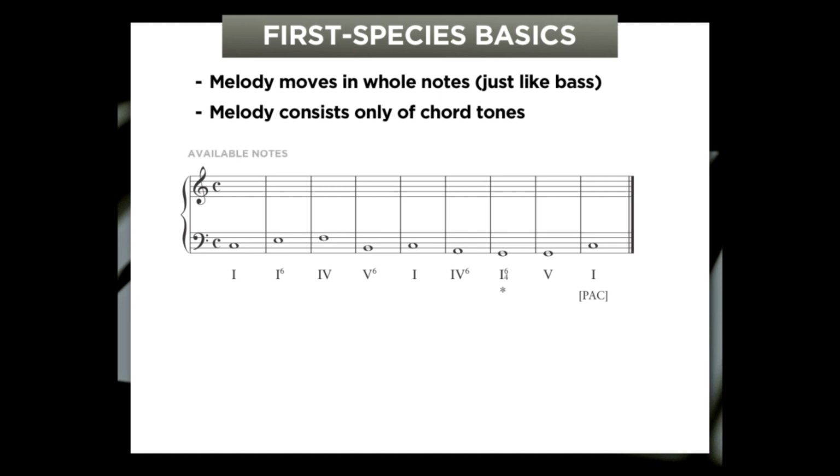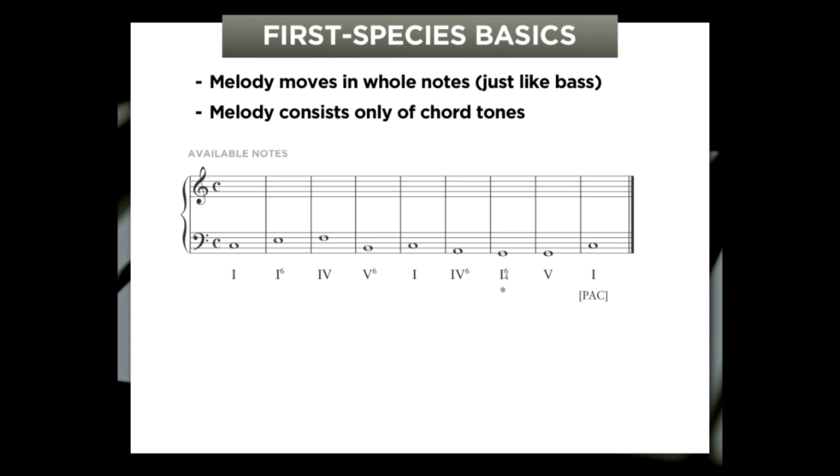So it's good, at least at first, to really be thinking about the top staff here as a kind of lattice of available notes. What are the notes that you can use here? Now we're in C major. The first bass note is a C. It's a tonic chord, 1 in root position.